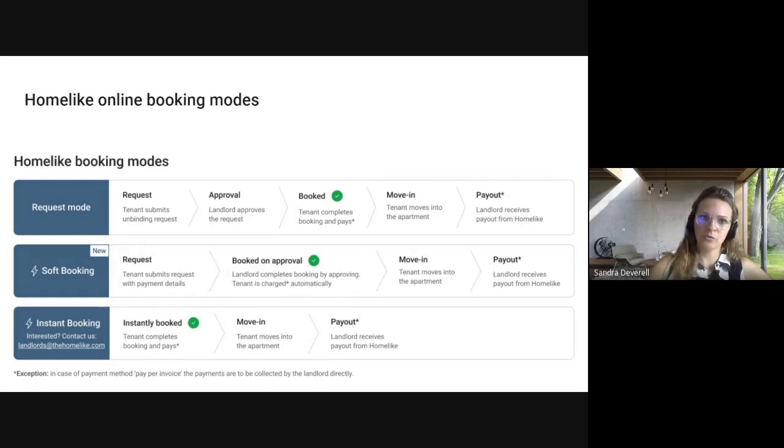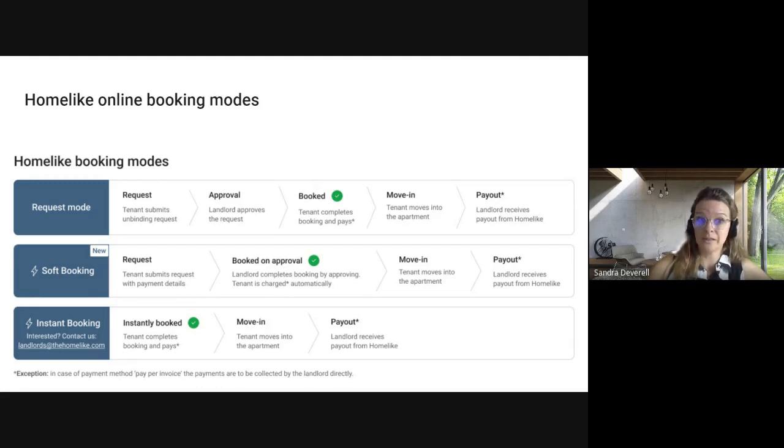It is different with B2B bookings, but let's say the traditional, standardized way would be that. The second mode would be soft booking, which is something that we have recently introduced and that I am quite a big fan of. It shortens the request process, especially on the supplier side.